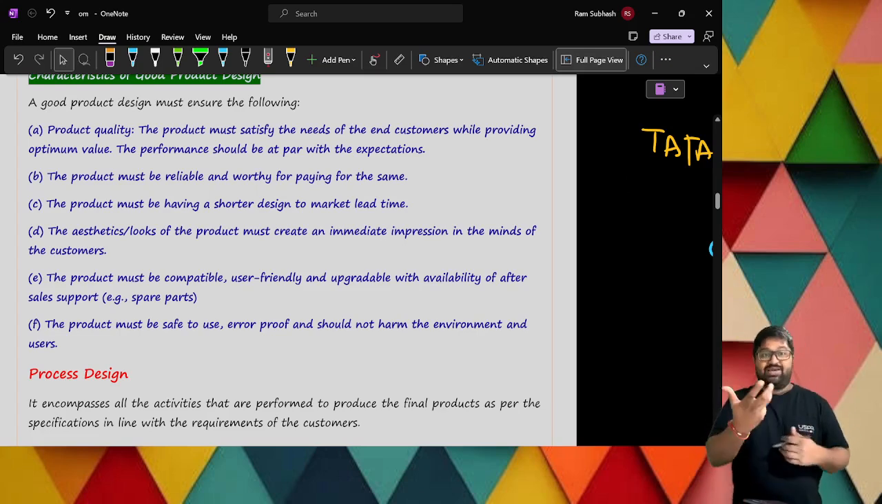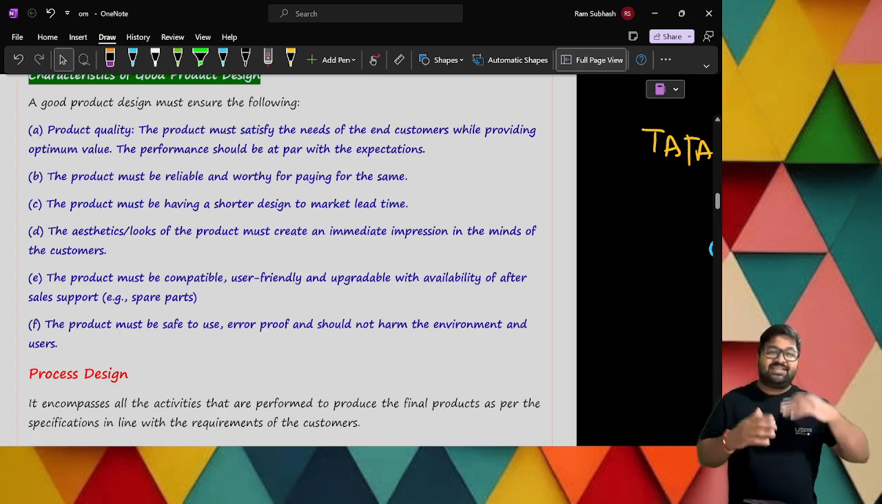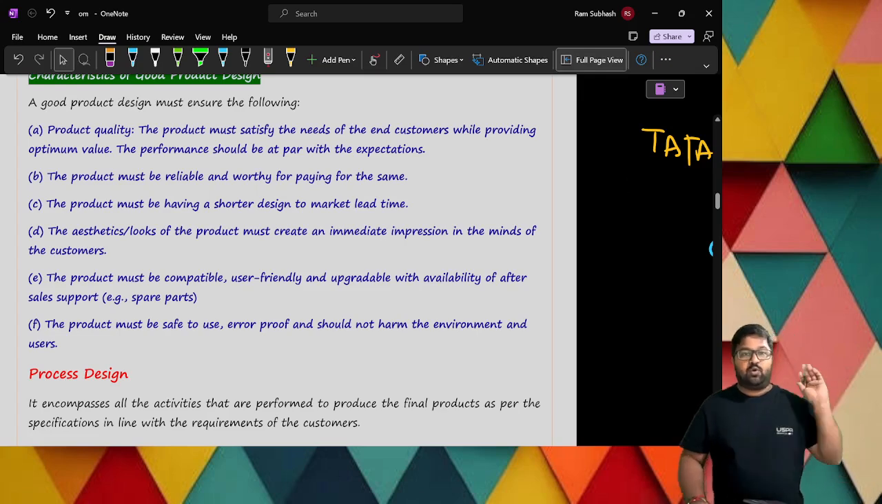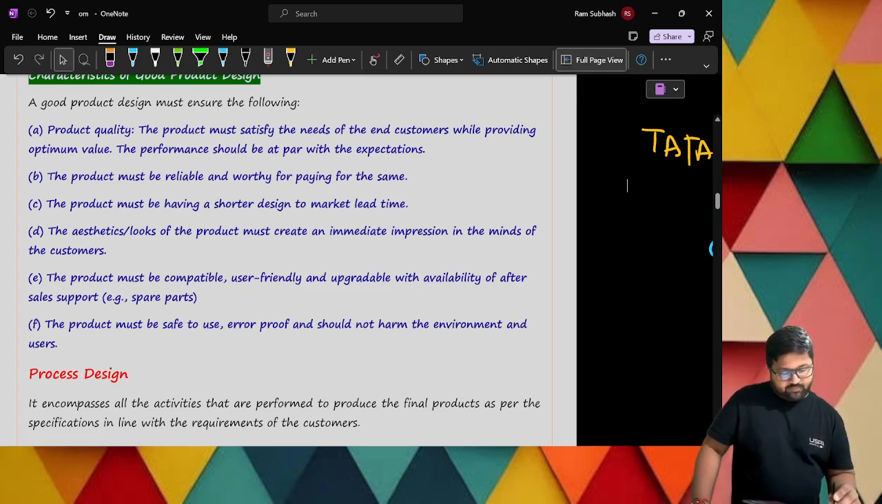For example, the color. How the iPhone looks, the color will be such that it looks superb. In the same manner, the product should look good. The aesthetics of the product create an immediate impression.